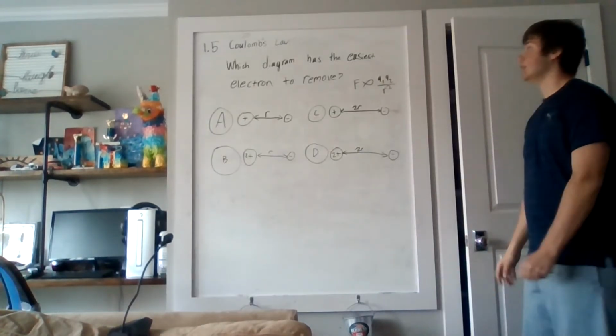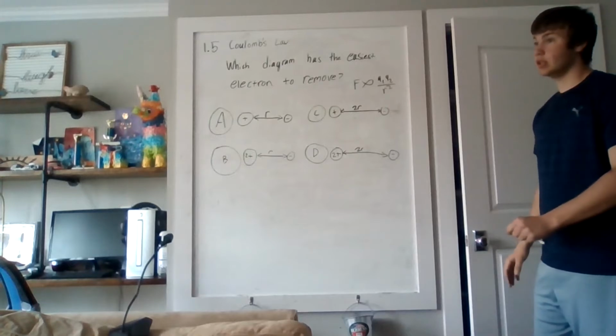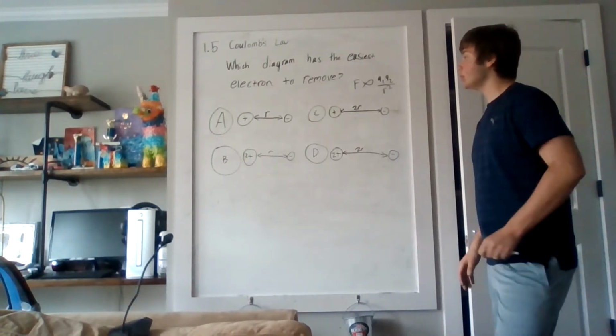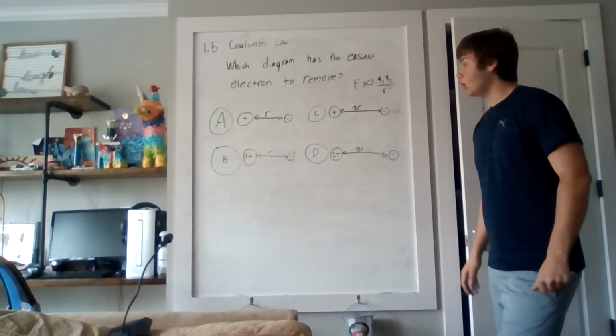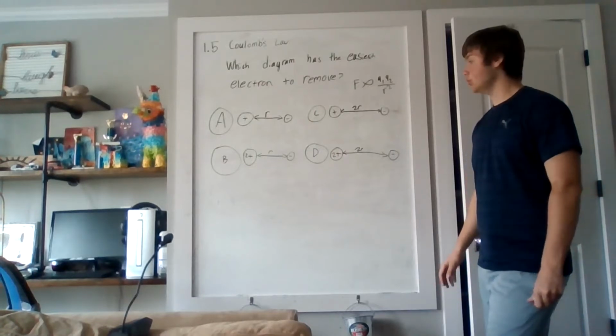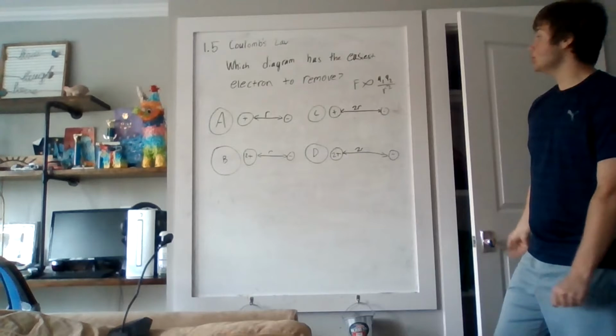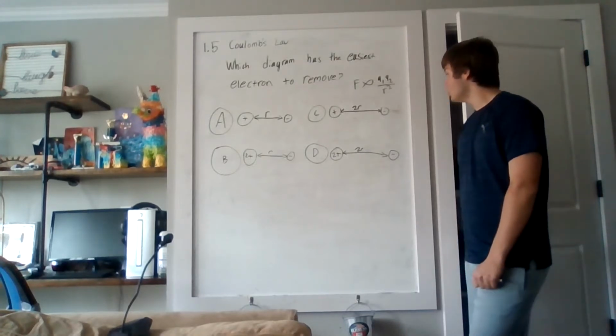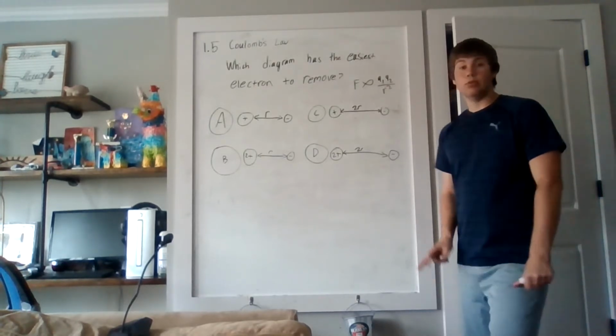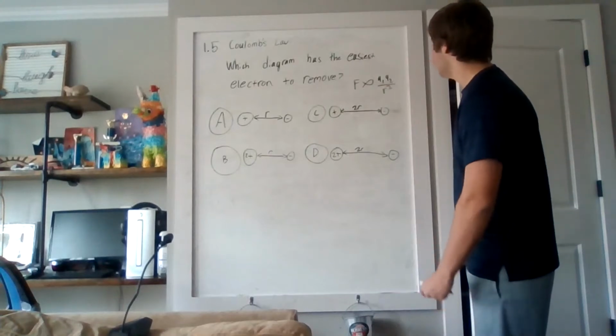Which diagram has the easiest electron to remove? One with normal charges and a normal distance, one with a doubled charge of the nucleus and a normal distance, one with normal charges and double distance, or one with double charge and double distance.